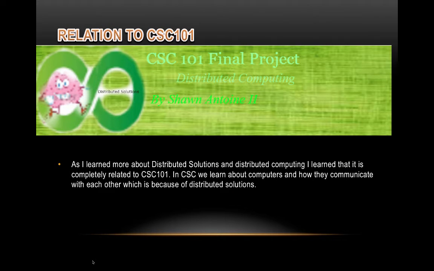Relation to CSC 101. As I learned more about distributed solutions and distributed computing, I learned that it is completely related to CSC. In CSC, we learn about computers and how they communicate with each other, which is because of distributed solutions.